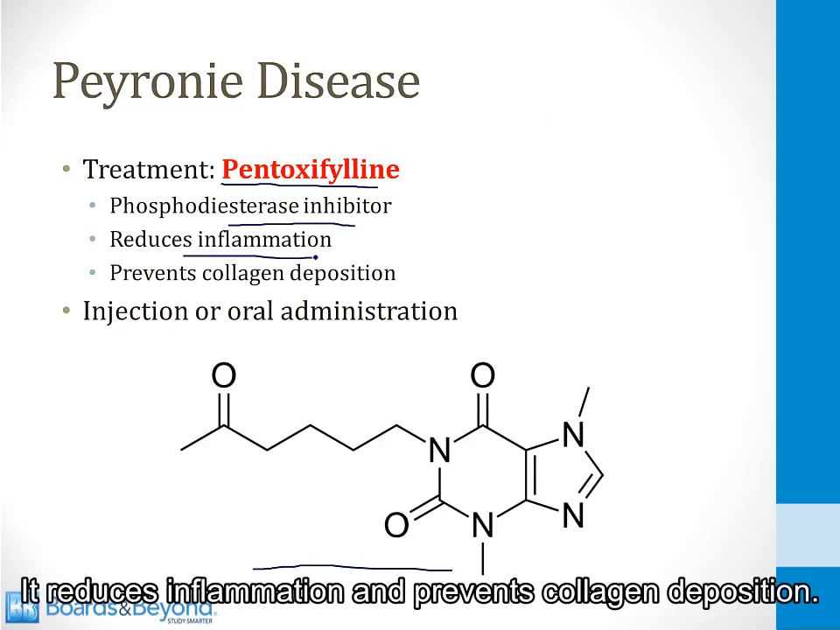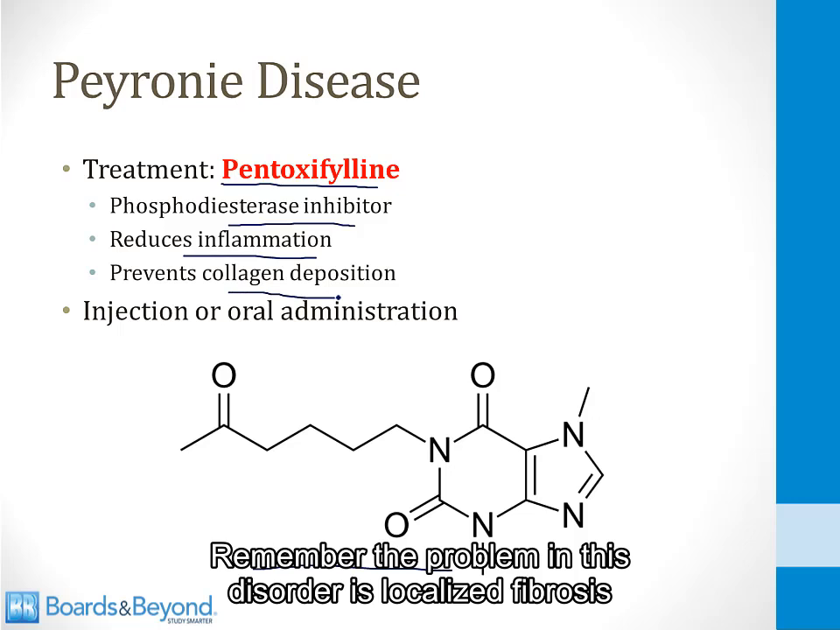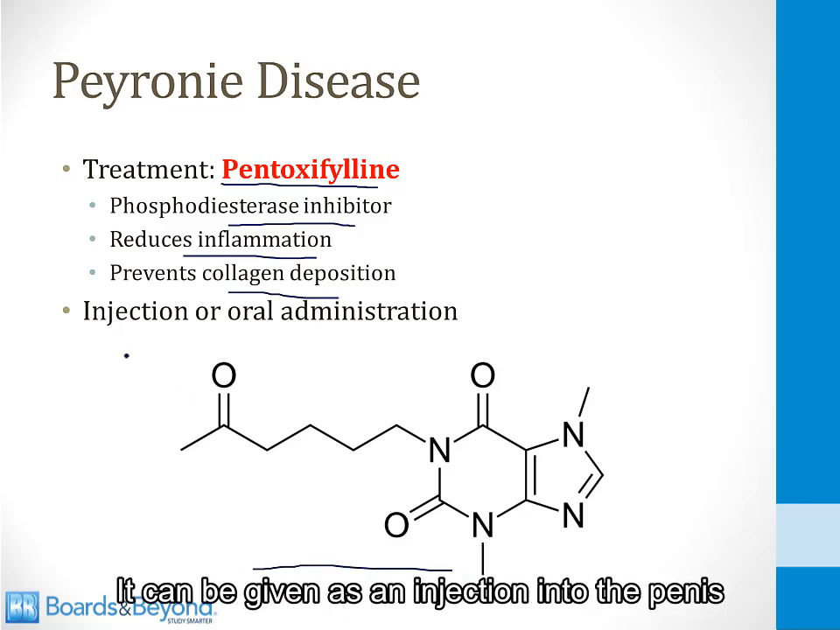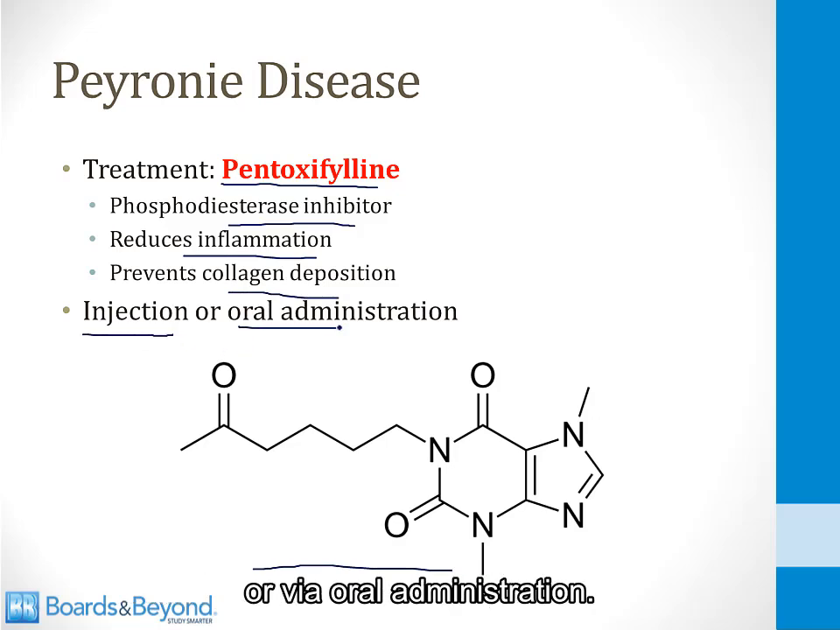It reduces inflammation and prevents collagen deposition. Remember, the problem in this disorder is localized fibrosis of the tunica albuginea. It can be given as an injection into the penis or via oral administration.